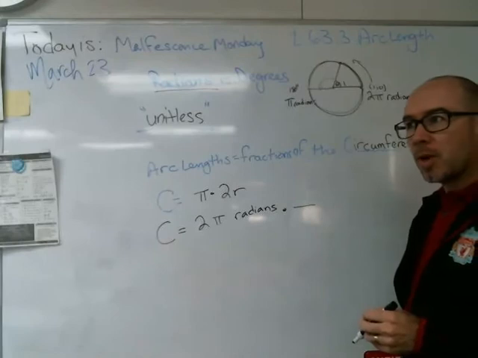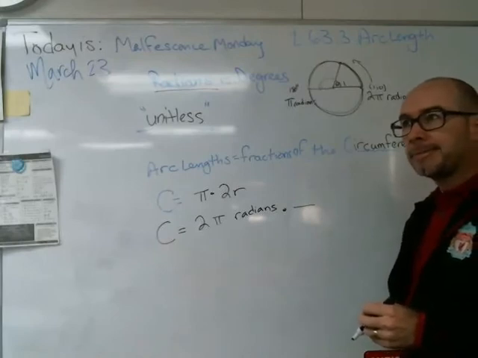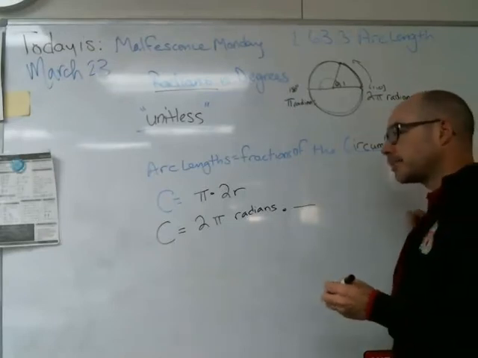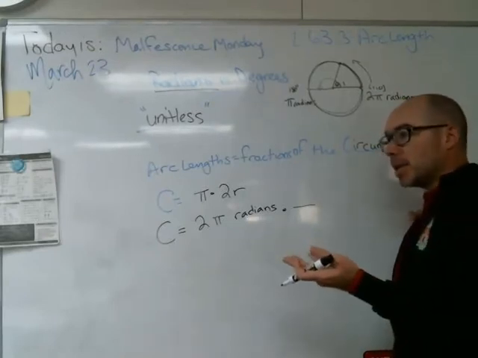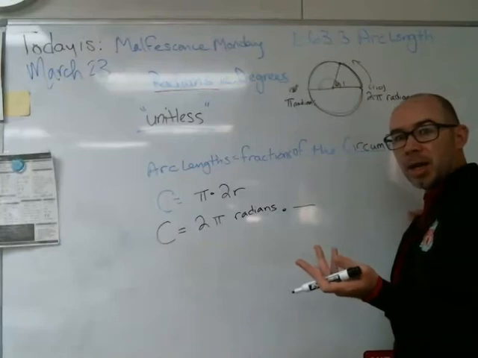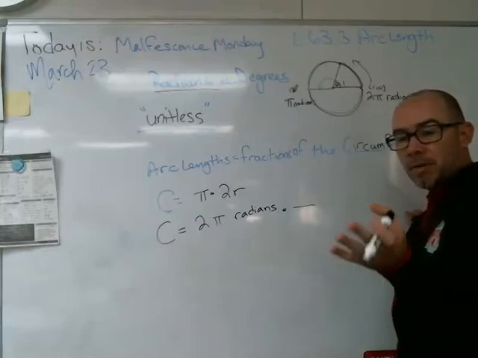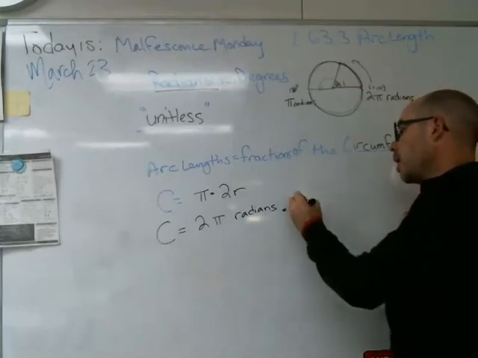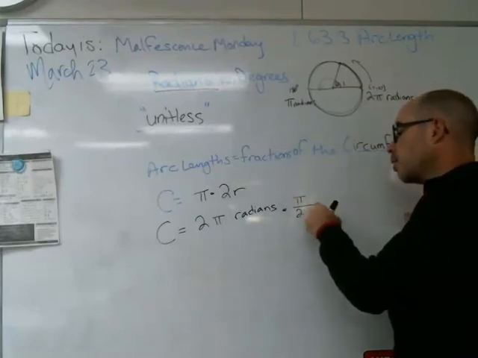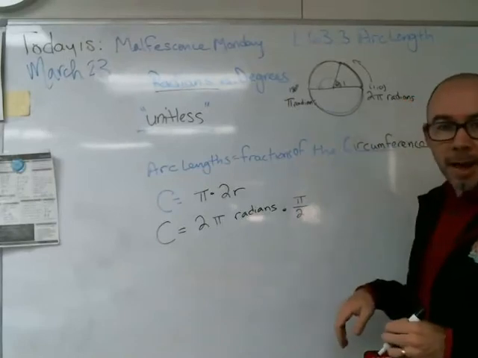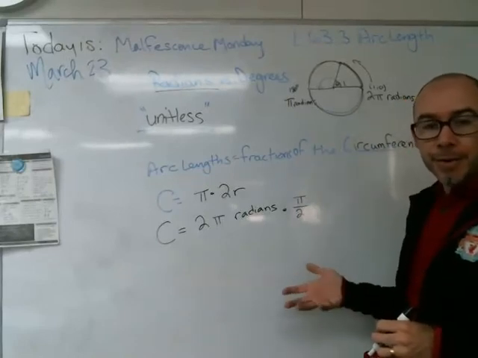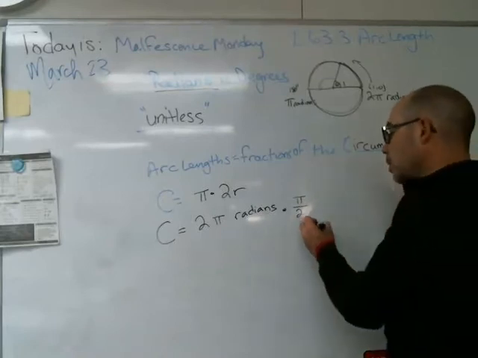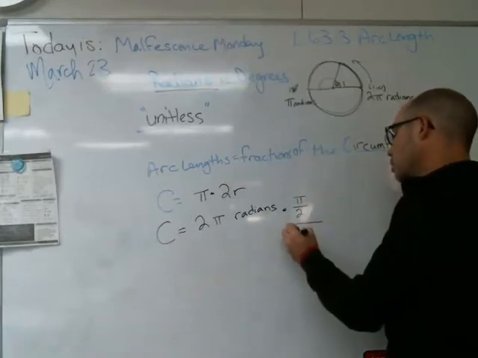So let's say we're at 90 degrees. 90 degrees is what in radians? Look at your chart, figure it out. It's up there at the top of the circle. It's pi over 2 radians, is it not? Okay. So we've got that compared to 2 pi.